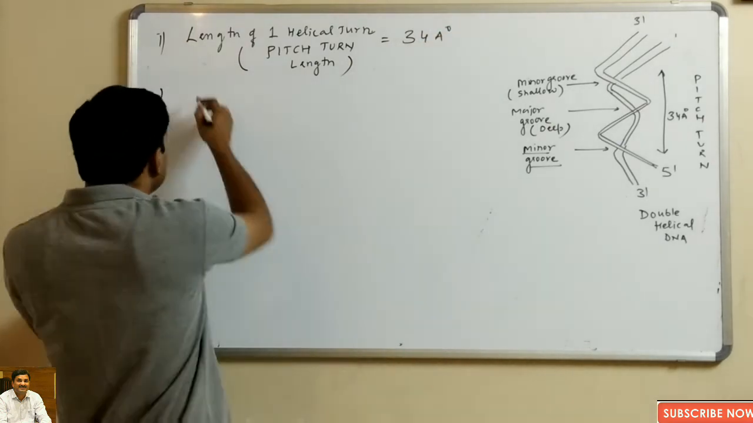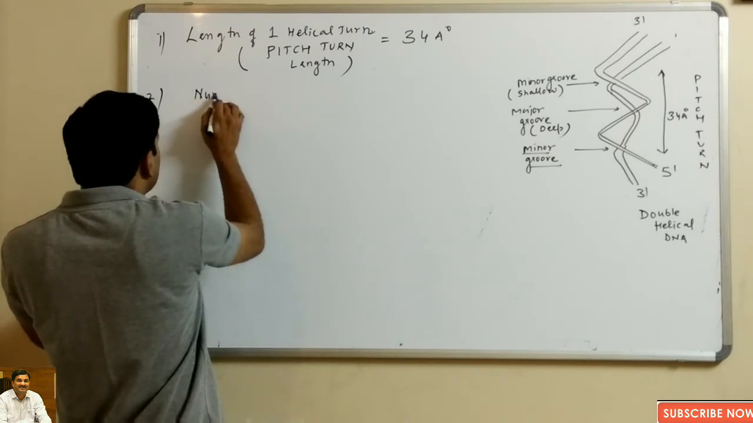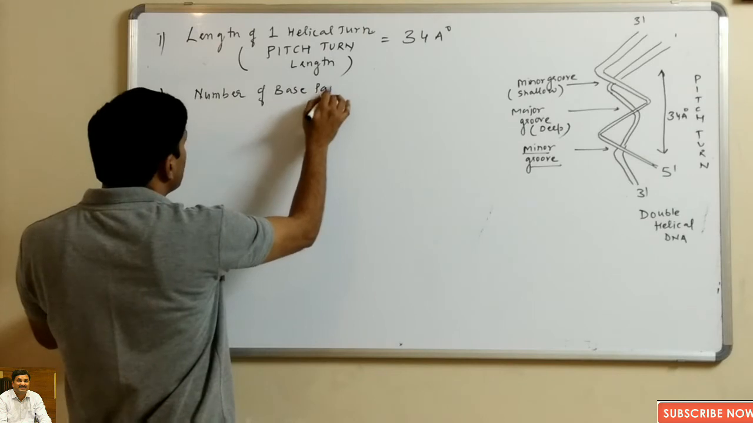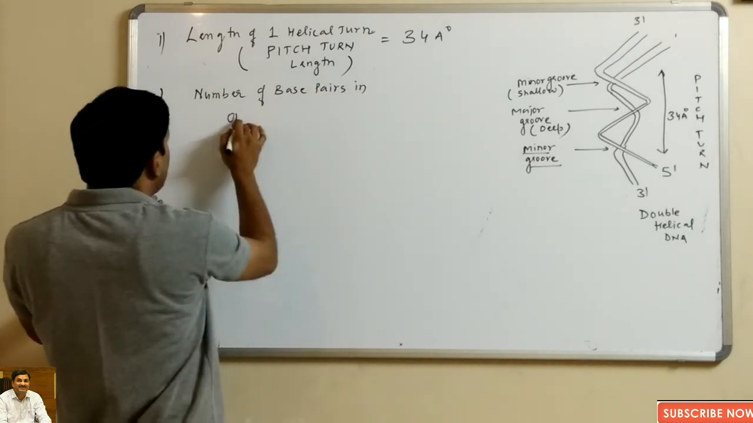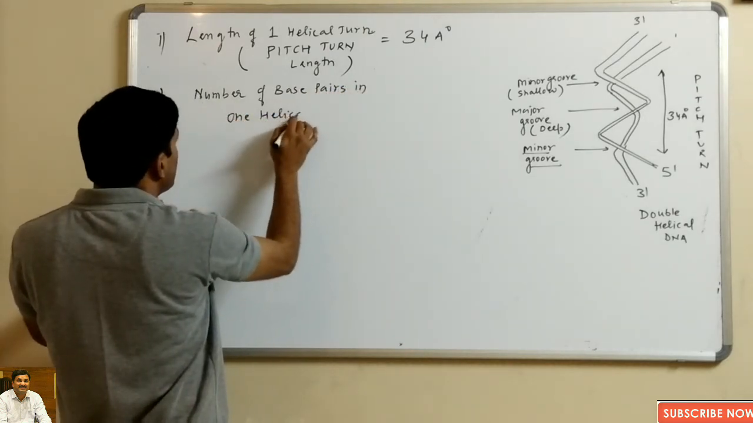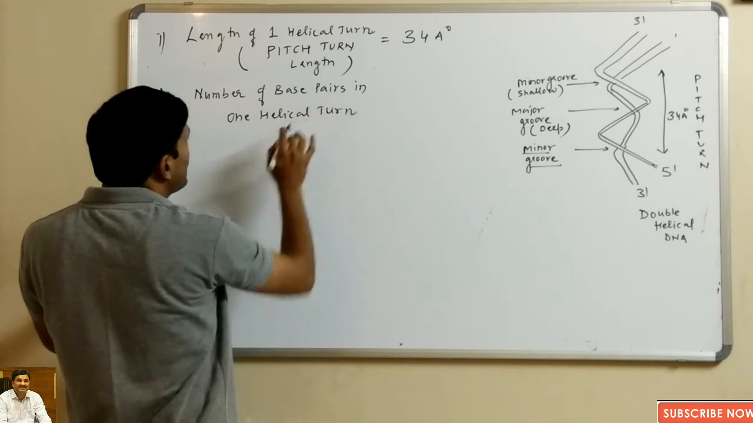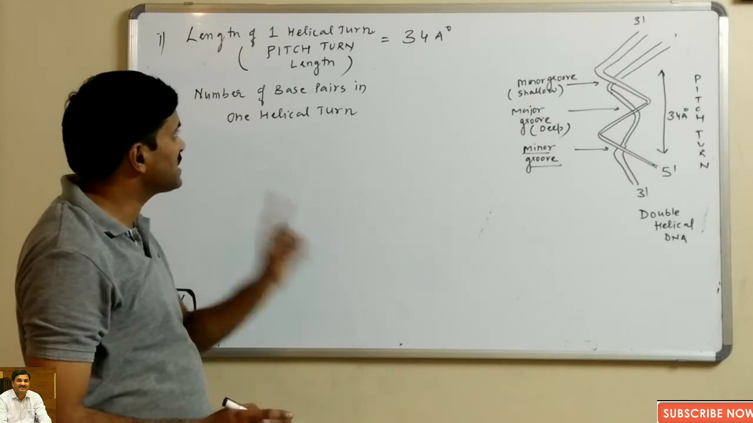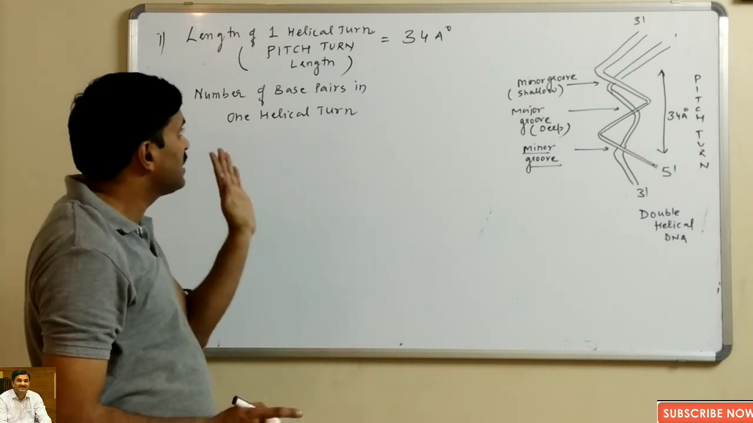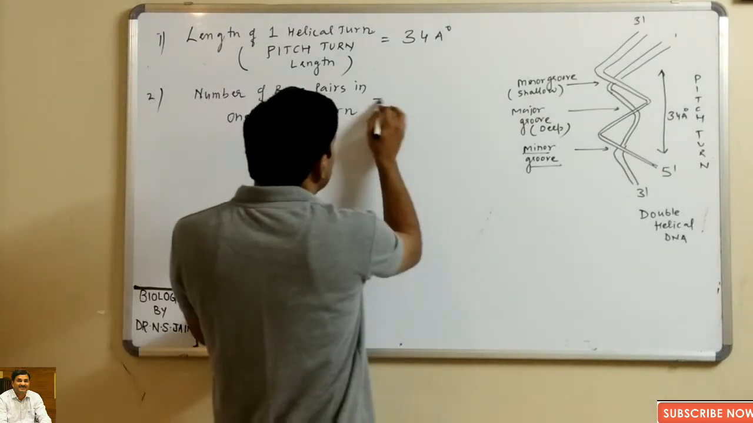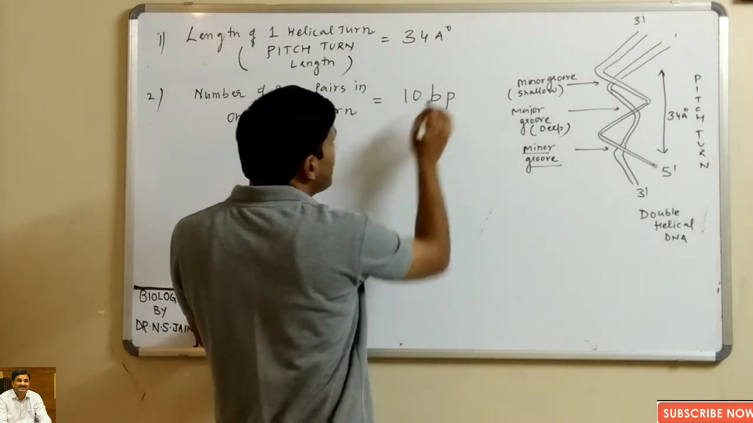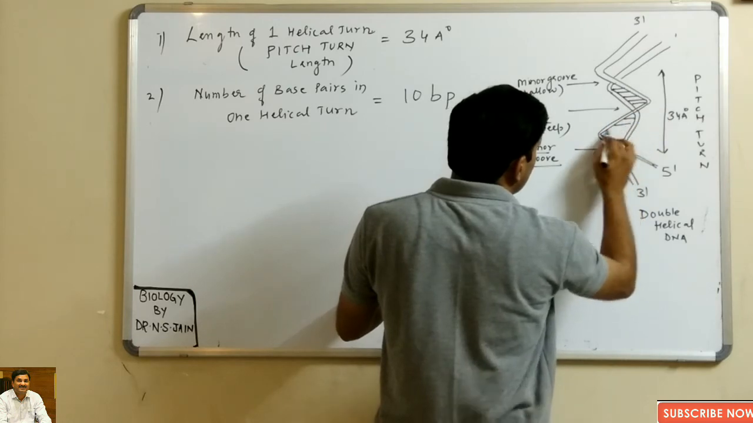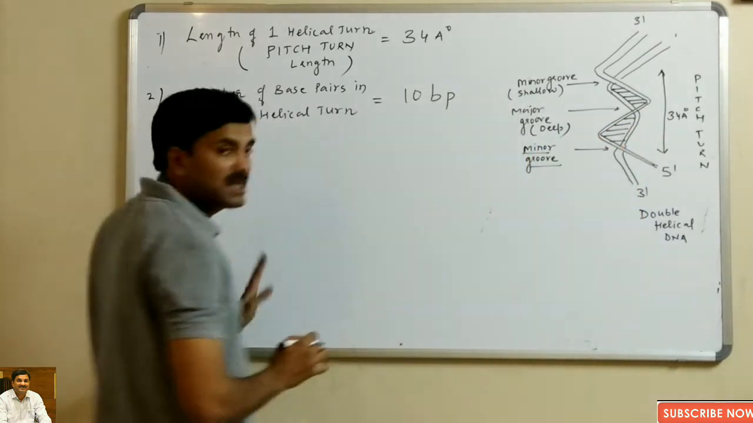Now that is the number of base pairs in one helical turn. Means in one pitch turn, how many nitrogen base pairs are present in one helical turn. So you must remember that it is 10 BP, 10 base pairs. That is 1, 2, 3, 4, 5, 6, 7, 8, 9 and 10. So there are 10 base pairs.